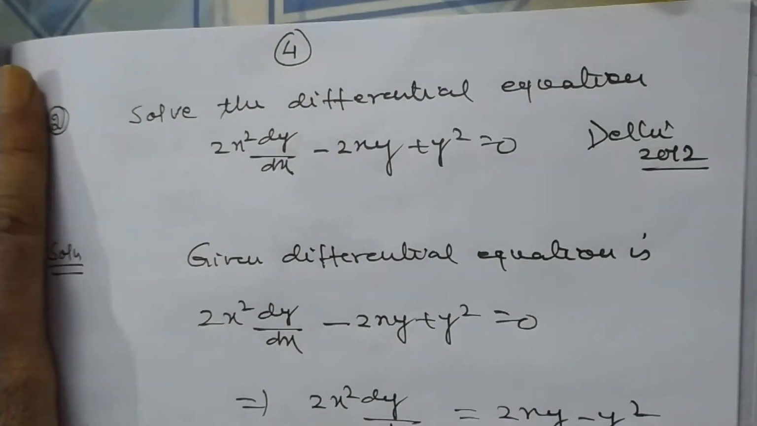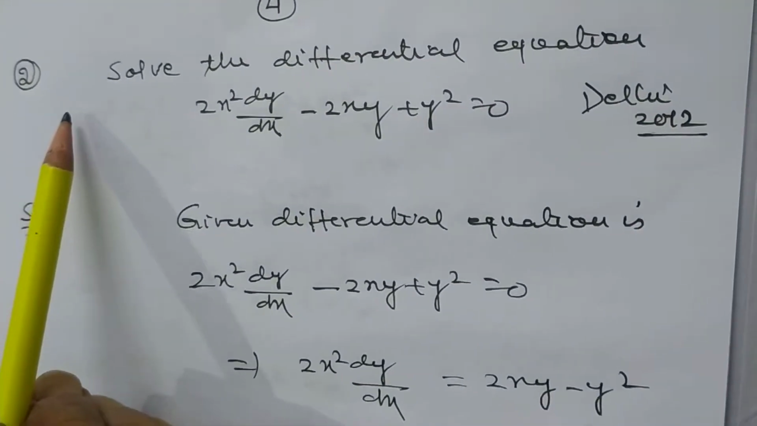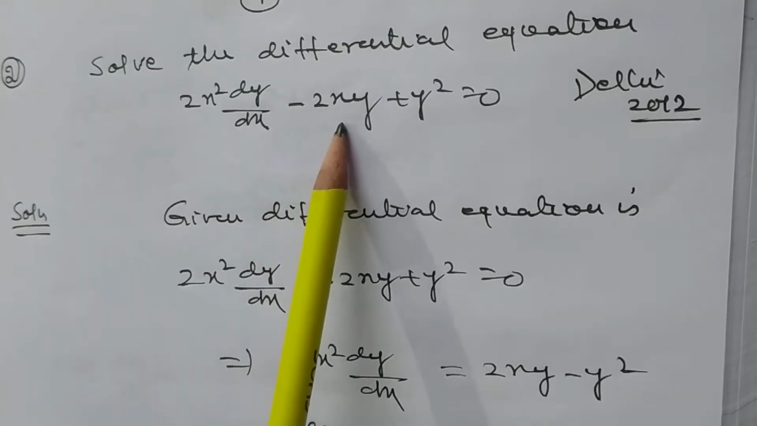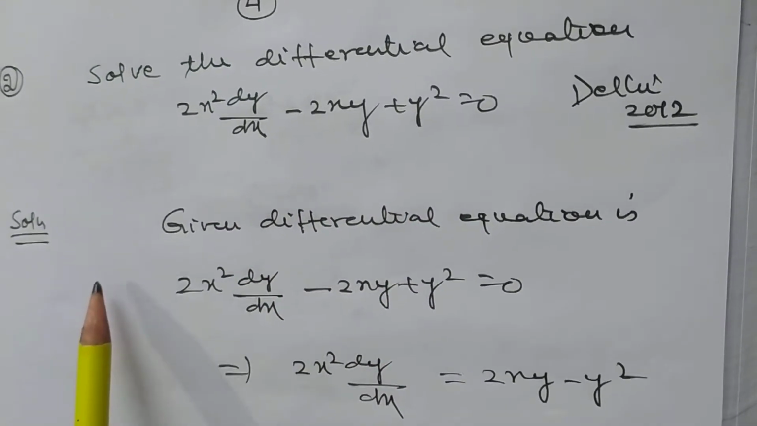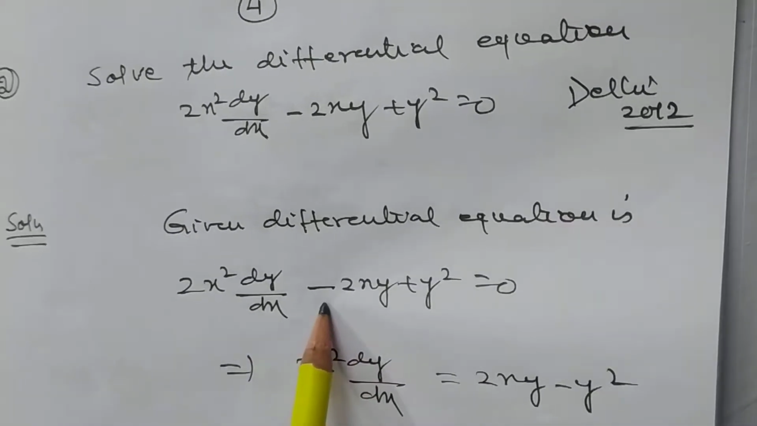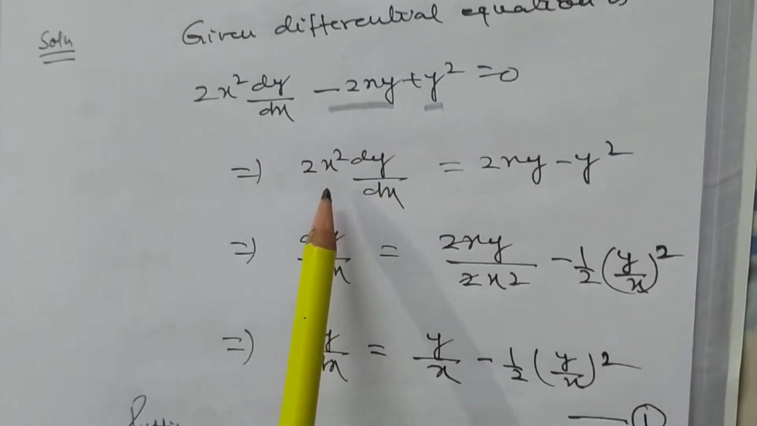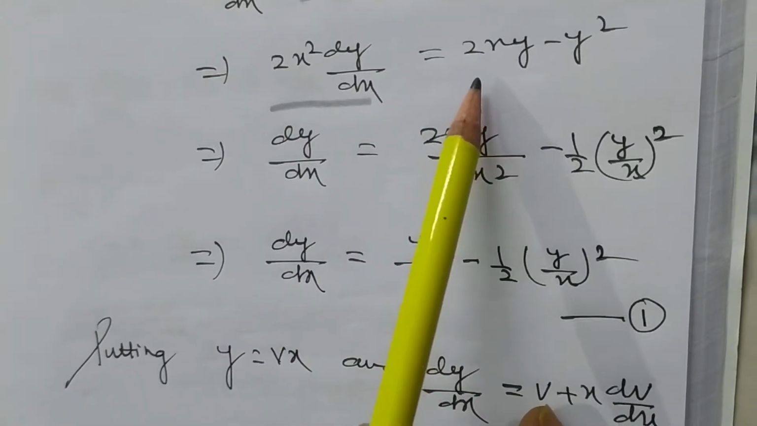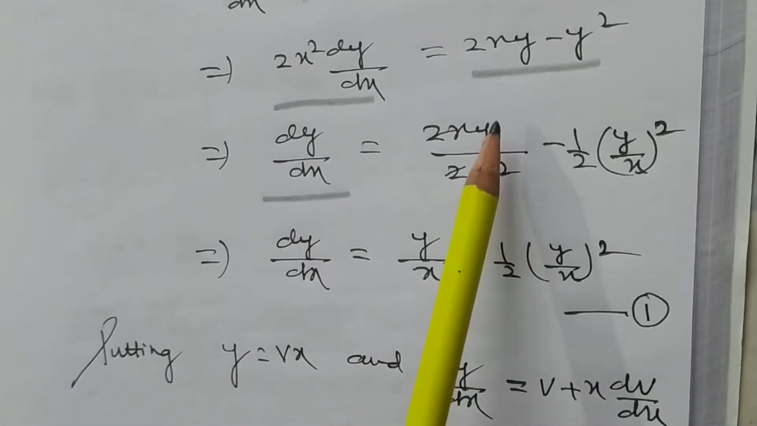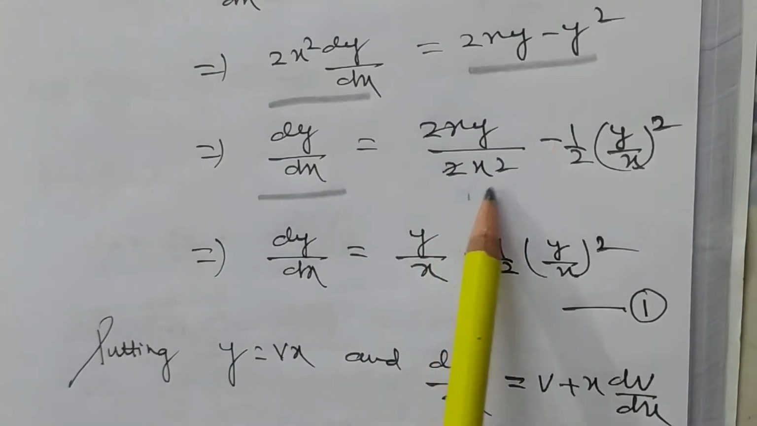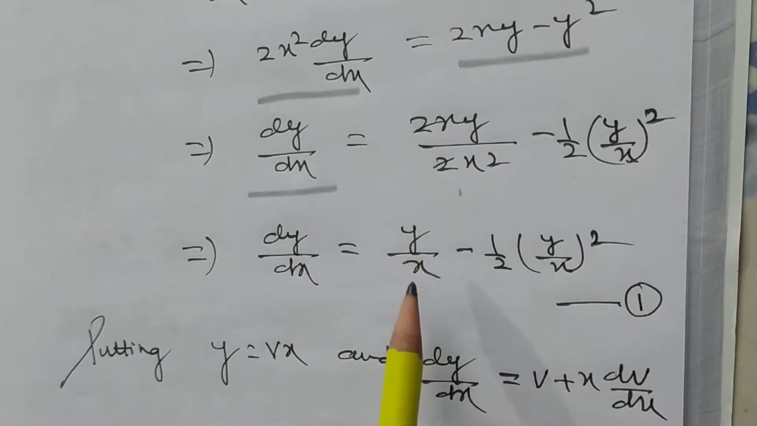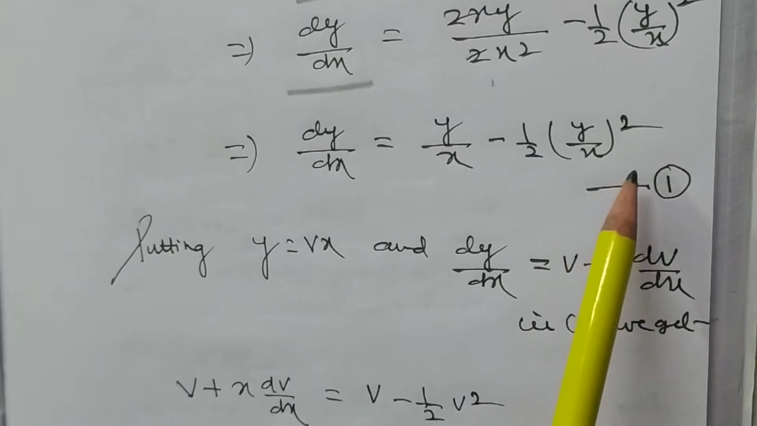Now my dear student, see problem number 2. Solve the differential equation 2x² dy/dx - 2xy + y² = 0. Given differential equation is 2x² dy/dx - 2xy + y² = 0, that is 2x² dy/dx = 2xy - y². That is dy/dx = 2xy/(2x²) - (1/2)(y/x)². So dy/dx = y/x - (1/2)(y/x)².